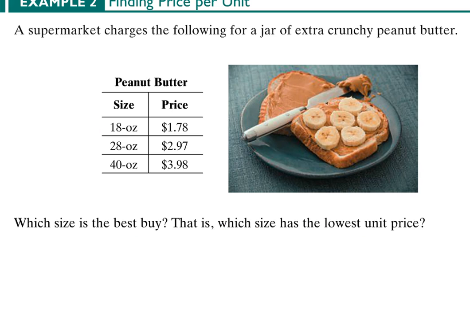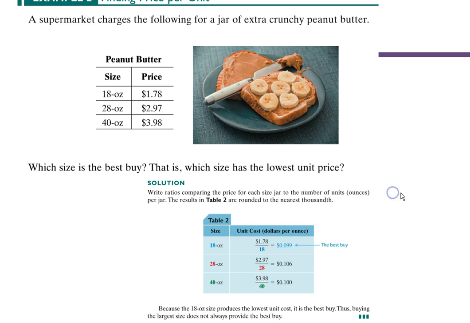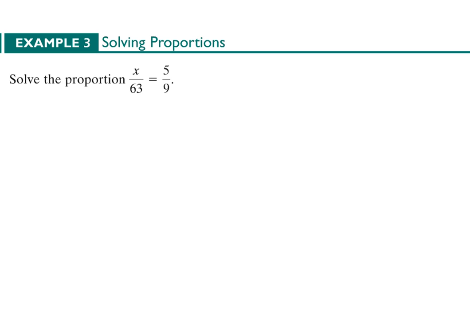Okay, let's take a look at what they have here. And there they go. Now they're doing some rounding here, but 18 ounces is your best buy. Okay, here we have a proportion you are to solve, and it's rather straightforward if you recall the recipe.